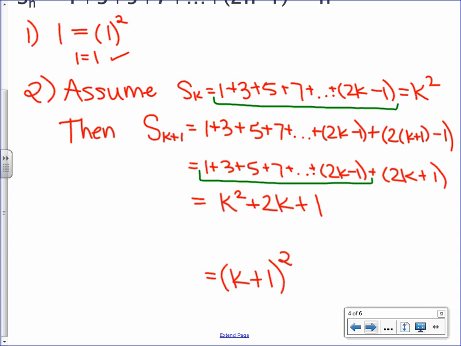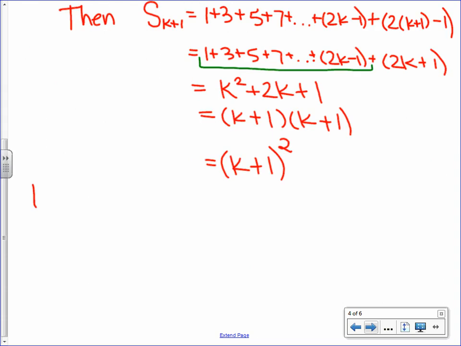Now our goal is to get to k plus 1, the quantity squared. How might we get from here to here? Factor. k squared plus 2k plus 1. Does that factor to k plus 1 times k plus 1? Yes. All right. So with a little bit of manipulation, we have taken our k plus 1 sum. We have shown that it equals k plus 1 squared. So now we're done. So let's conclude. What did we just show?